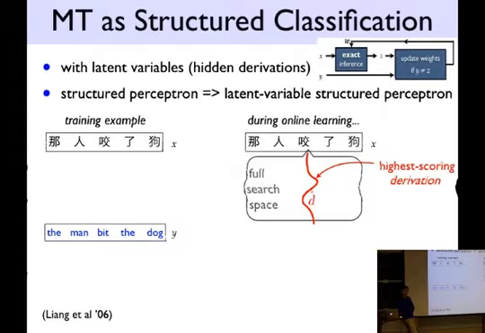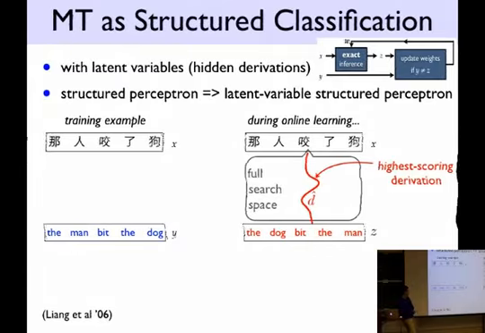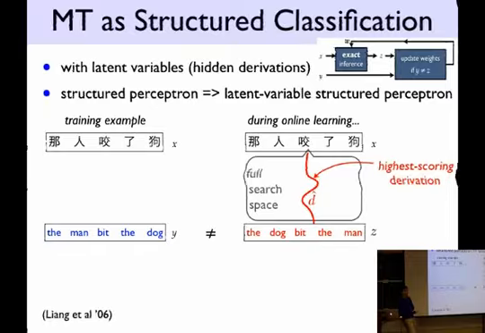That's the highest scoring derivation, d hat. And this derivation leads to a wrong translation. So this is actually dog bit man instead of man bit dog. And it's different from the reference translation. And what you want to do is an update. But how do you do this update? Well, the correct derivation is not annotated for you. So that's the latent variable case.